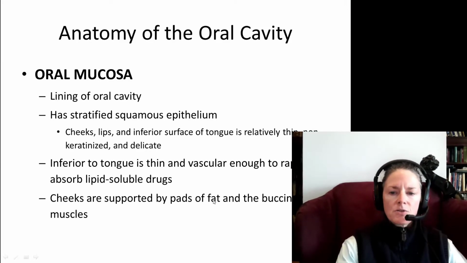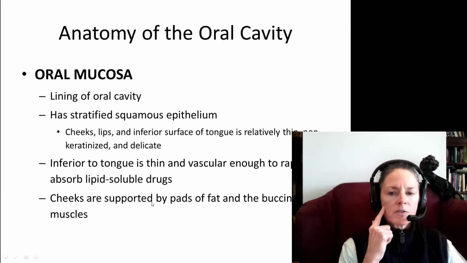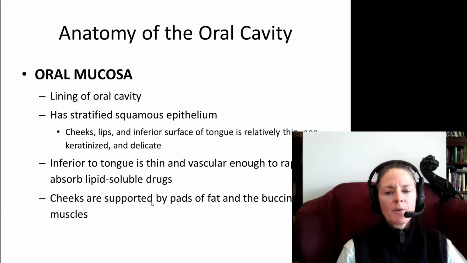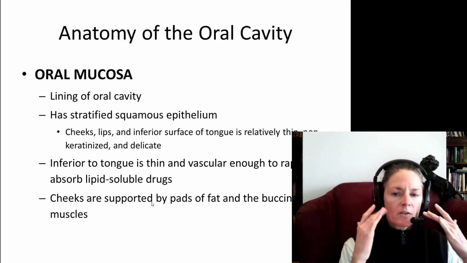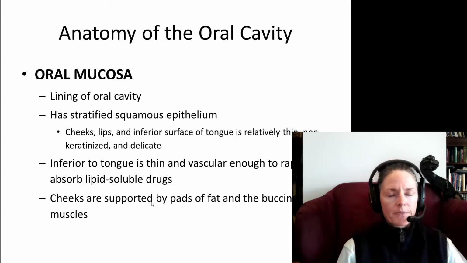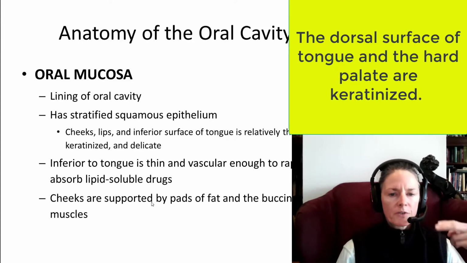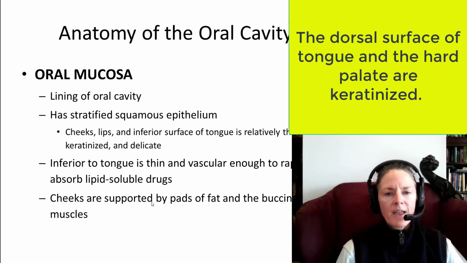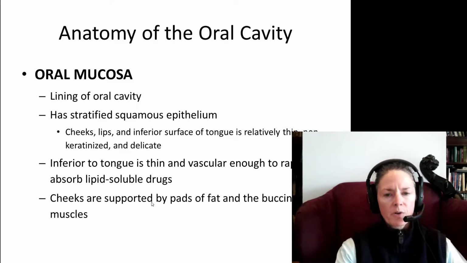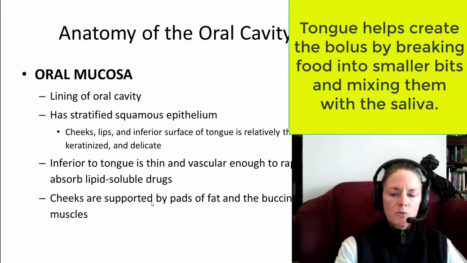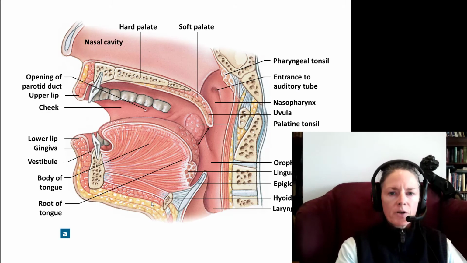We will find that the cheeks, which are the sides of your face, are going to have little pads of fat that are deep to the surface, and they lie between the mucosa and the buccinator muscle and then the skin on the outside. The other surfaces, for example, the dorsal surface of the tongue and the hard palate, will be covered with a keratinized epithelium, because this is where we're going to see a lot of our abrasion, as our tongue is being used to smush around boluses or bits of food, and it's using the hard palate to separate them. So here's a picture again.